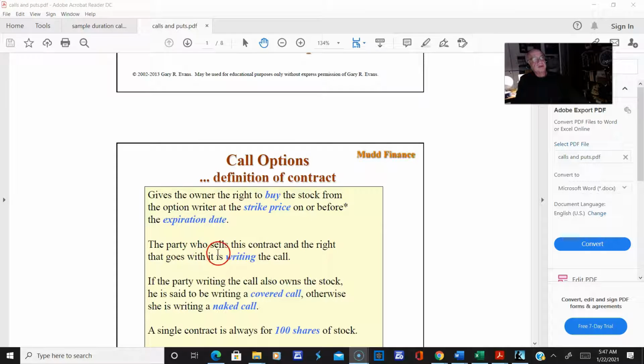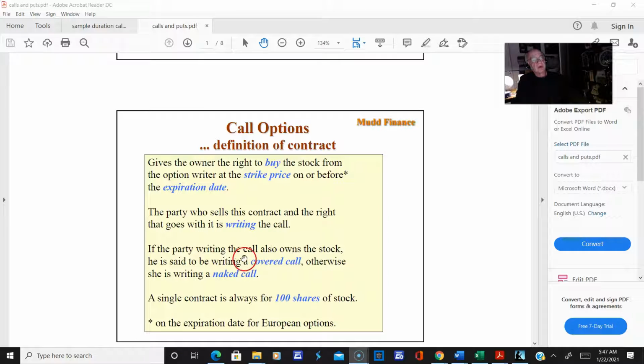Basically the person who's selling, the writer of this contract and the right that goes with it, is writing the call. So here you see write, and here you see write. If the party writing the call also owns the stock, he is said to be writing a covered call. Otherwise, he or she is writing a naked call. Let me explain something here. If you write a call and the buyer decides to buy the stock at that particular strike price, the writer has got to deliver that stock. If he's got it, he's covered. If he doesn't have it, he's naked, and he's got to buy it in the open market. So that's an important consideration.